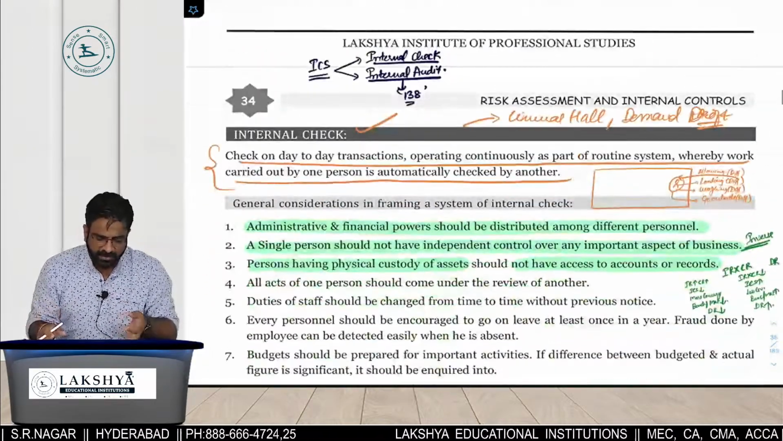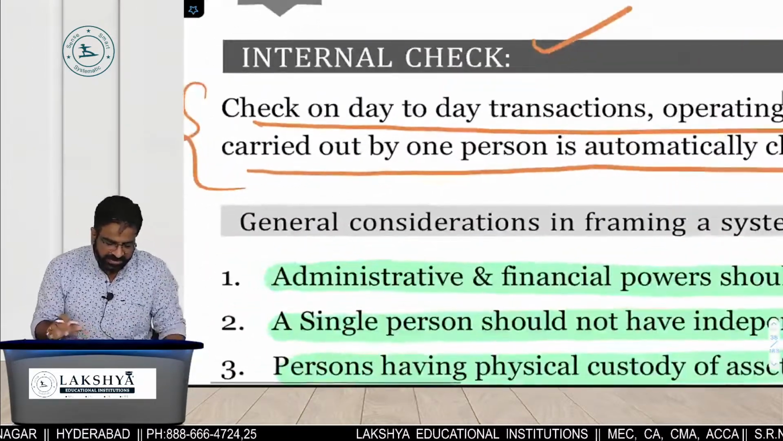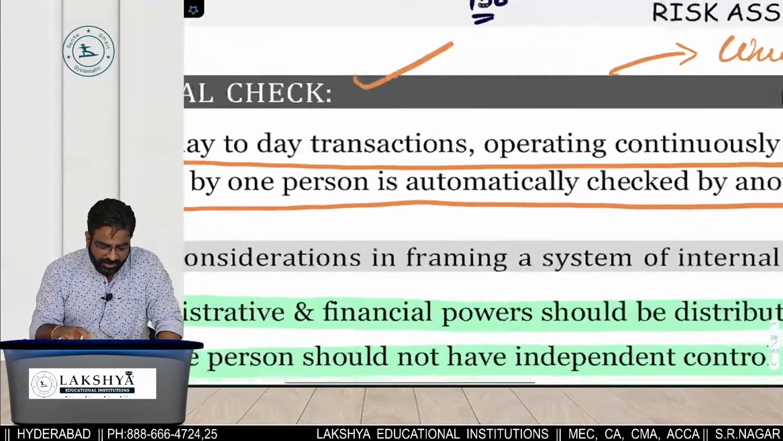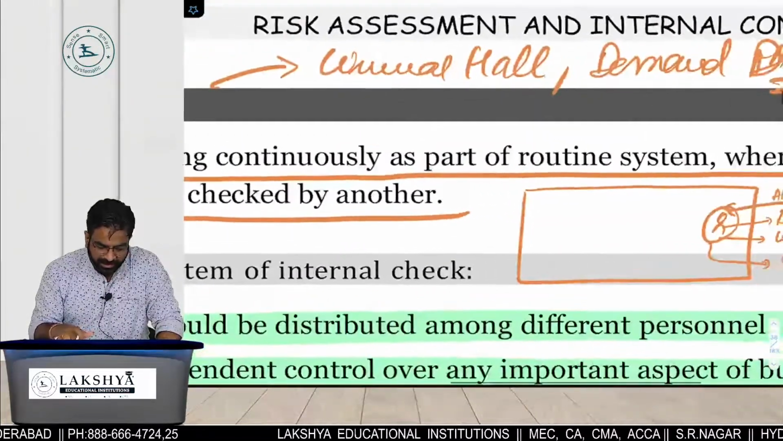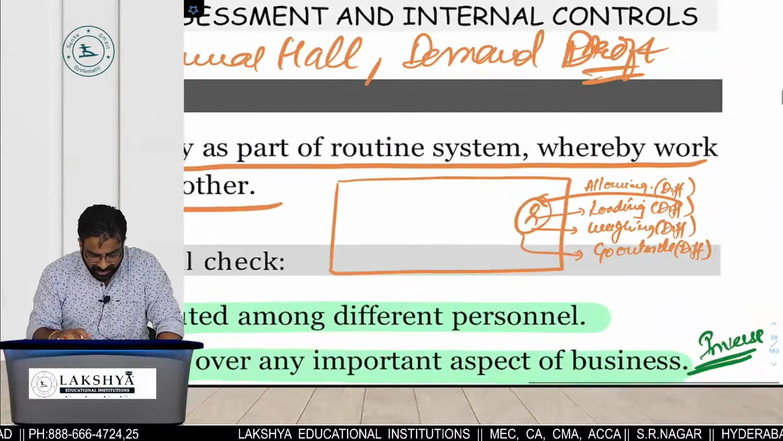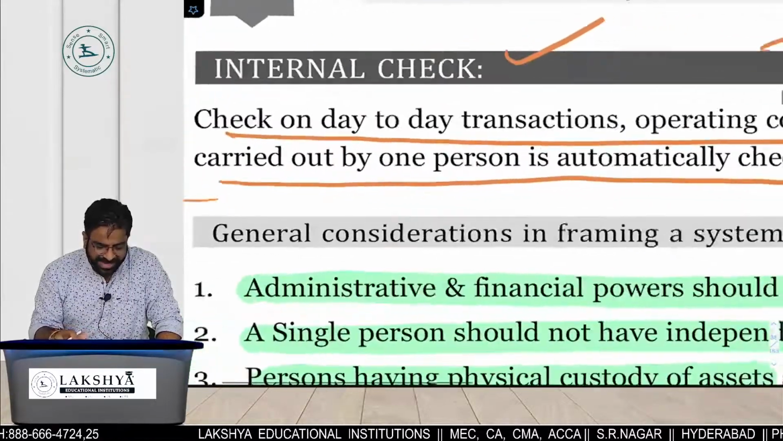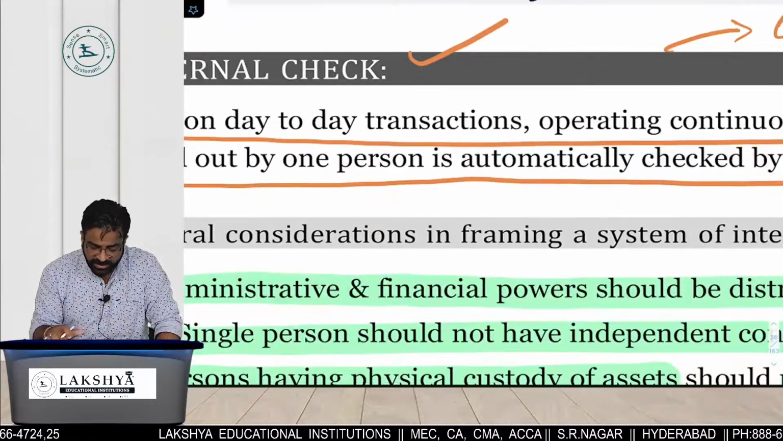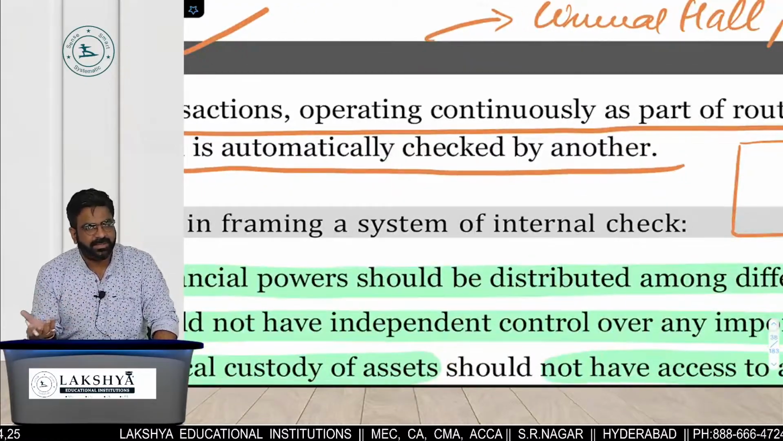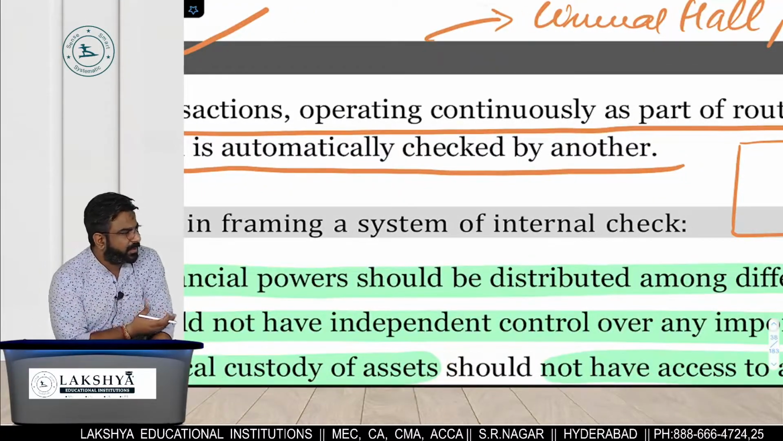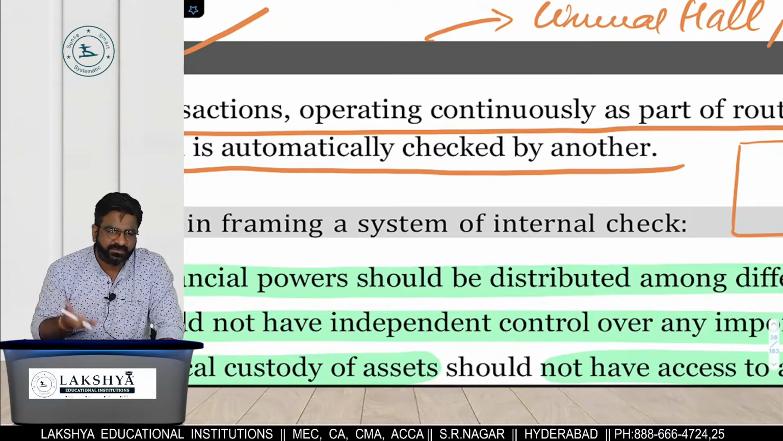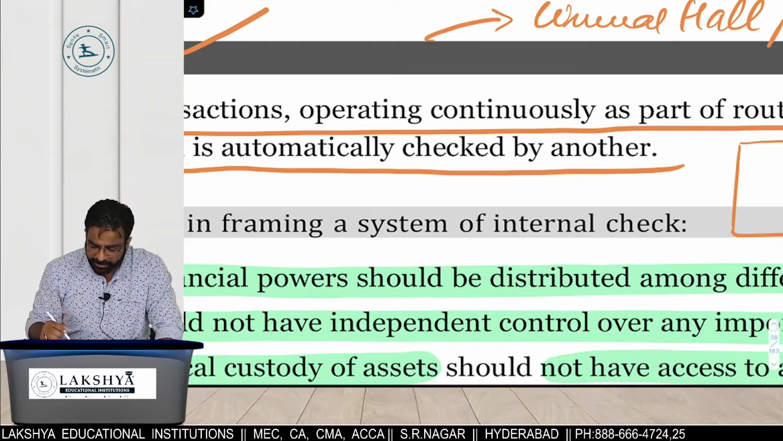अभी पढ़ो क्या लिखा हुआ है? What is the definition of internal check system? Check on day-to-day transactions operating continuously as a part of the routine system, where the work carried out by one person is automatically checked by another. See, either you can adopt this definition or you can write the same definition which I told you. What I told you, tell me.